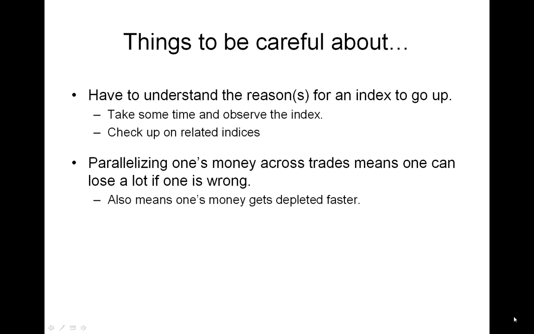It's also important to note that parallelizing one's money across multiple trades at the same time, across not just the US dollar and Japanese yen, but also the US dollar and the euro, means that when we're right, we gain quite a bit, but if we're wrong, we also lose on all of these trades. It means our money gets depleted faster, and this is particularly relevant if we're following the strategy outlined in part 2 of the series, which meant we stick with one direction, either putting or calling, for slightly longer lengths of time, in which case we need our cash reserves to hold. We can't just lose them quickly.